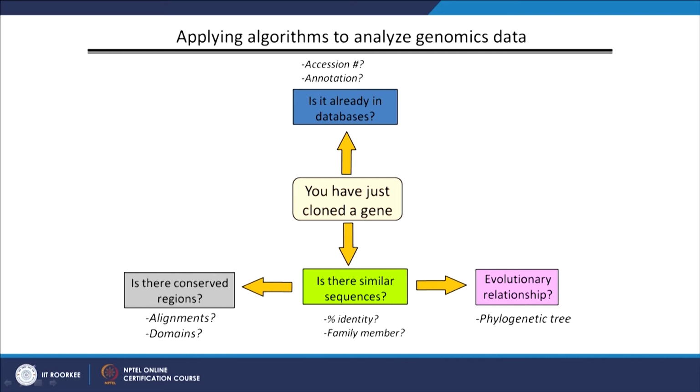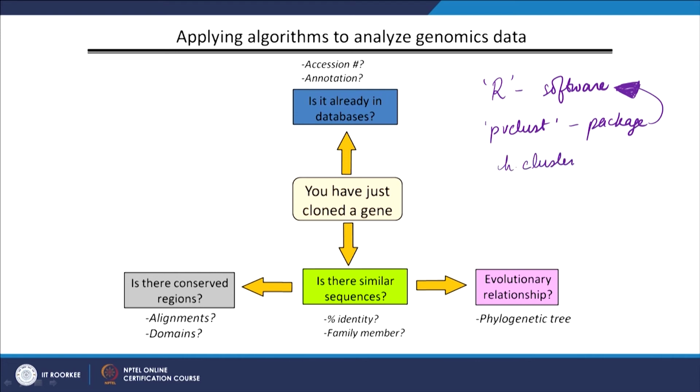I encourage you to install a software called R. It's a statistical software, and I encourage you to download a package and install it called pvclust in this software. So once you get the R software, all you need to do is download the package pvclust, and once you have this package, you can very easily do hierarchical clustering of your samples, and they will be aligned together on the basis of their similarity.